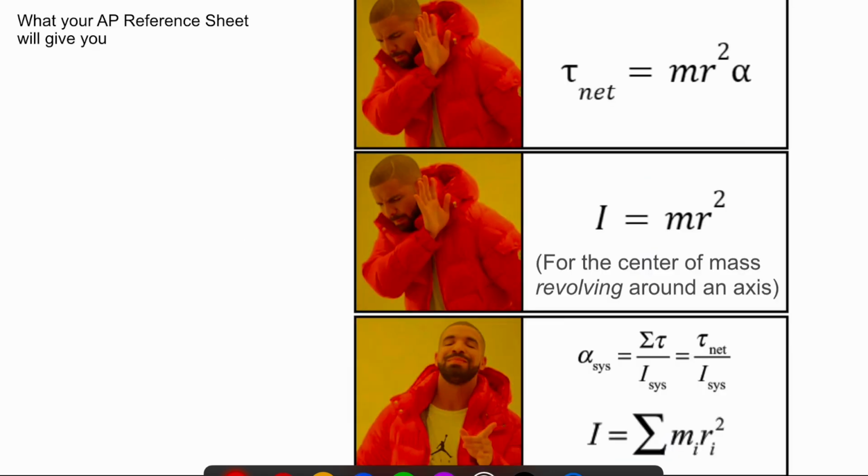All right, so let's take a moment to think about what equations you're provided with on the AP reference sheet, for which I made a handy little infographic meme here. The meme shows Drake, and he's saying no to a couple of things.